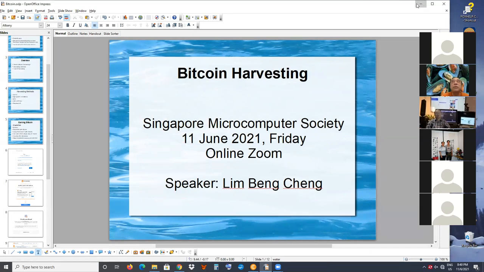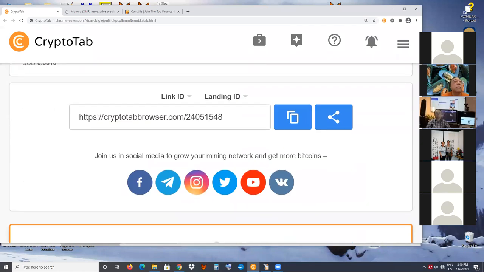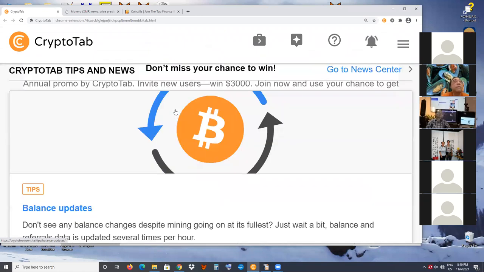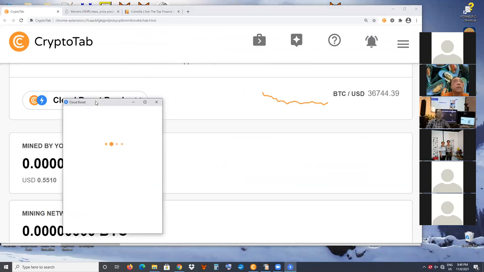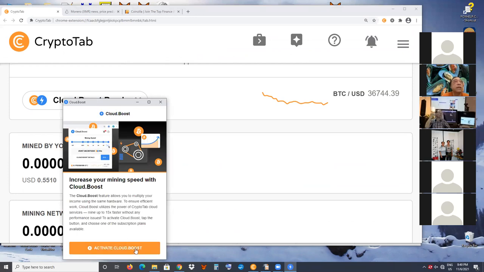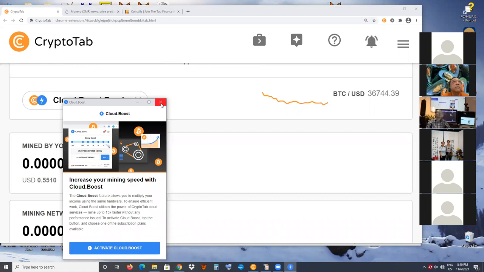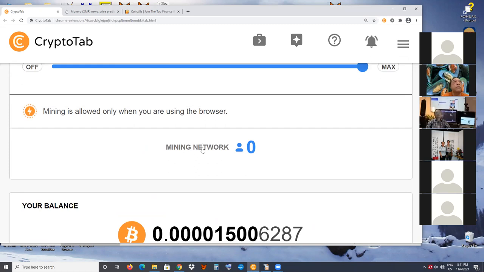Okay, so let me show you the demo. This is a Bitcoin earning software. So you can go and read all these things. Basically, if you want to boost, you click on the boost. And then they tell you to activate. Their terms tell you all these things. You accept and continue. Then they ask you to pay money. So if you don't want to, you cancel. Okay, you can do it yourself if you want to. So I'm not ready to boost yet because I won't earn $2.